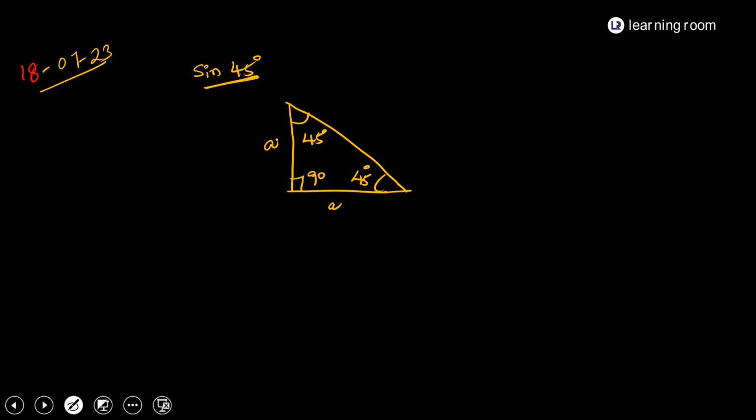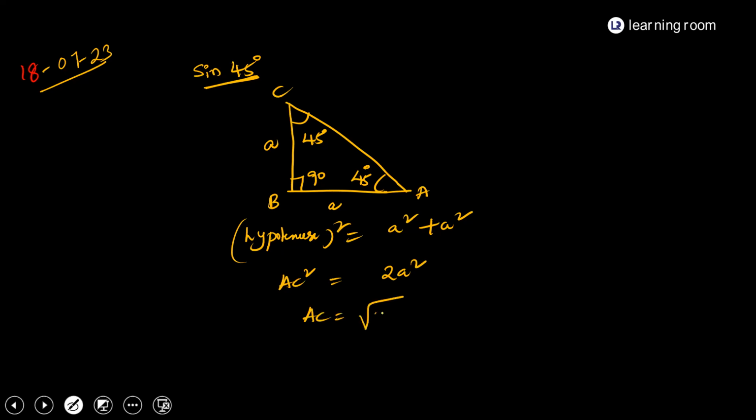So what's the Pythagoras theorem? The hypotenuse whole square is equal to side square plus side square. So let's consider the vertices as A, B, C. Now AC square equals AB square plus BC square, which is A square plus A square, equal to 2A square. Then AC will be the square root of 2A square.